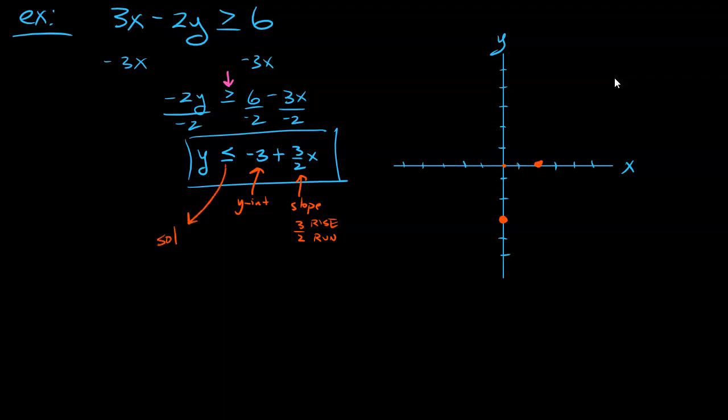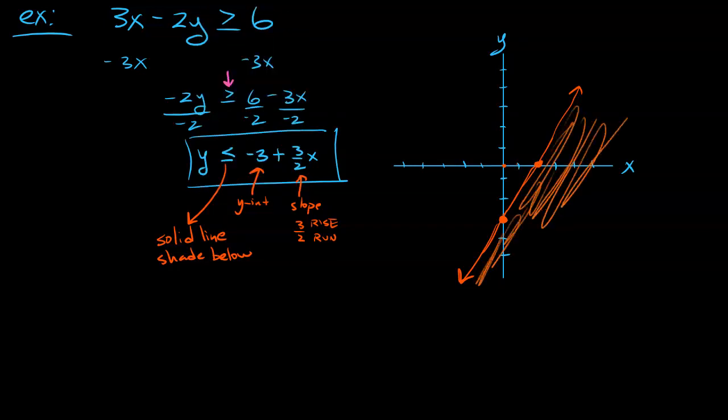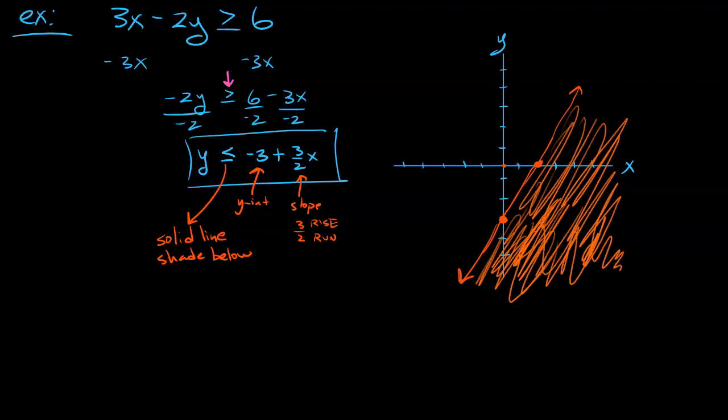And then this is going to be a solid line. And we are going to shade below, because it says less than. So solid line, and then shade below. That doesn't look much different at all. Okay, but that is shaded below regardless. So if you did it correct, this is kind of what it should have come out like.